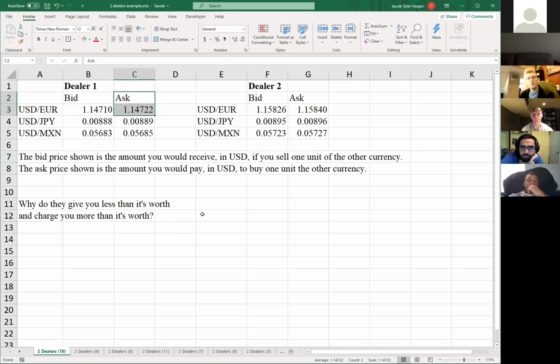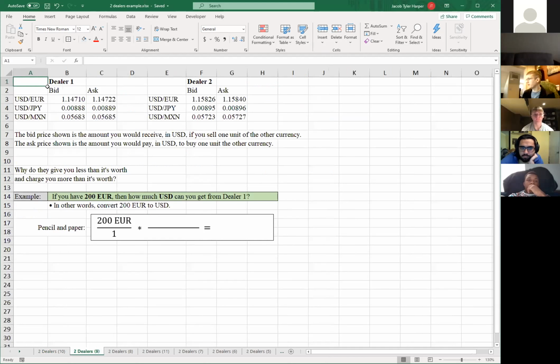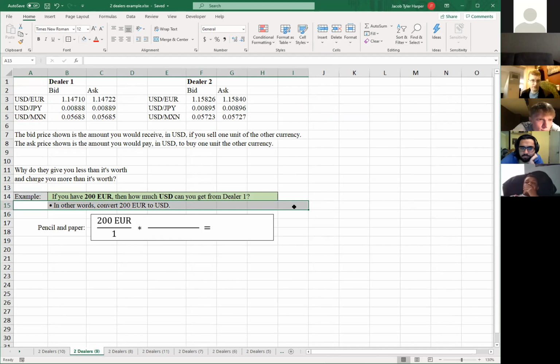But I want to go over two examples really quick and show you how I like to think about it. So let's start with this guy right here. We have 200 euros, and I want to see how much USD I can get from dealer one. In other words, we're converting 200 euros to US dollars. So I'm going to start this with pencil and paper work and show you what changes and what doesn't.